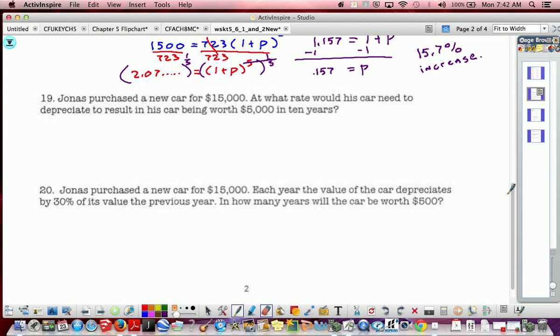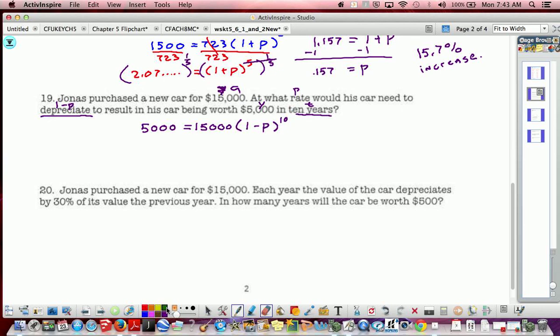All right. 19, it says, Jonas purchases a new car for $15,000. At what rate would this car need to depreciate? So since it's depreciating, this is going to be 1 minus P. Result in a car being worth $5,000 in 10 years. So that's the initial value. Here's our future value. Here's T. We want P. We want the rate. So $5,000 is equal to $15,000 times (1 minus P) to the 10th power.